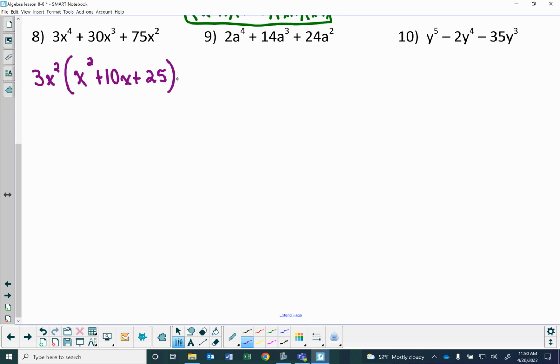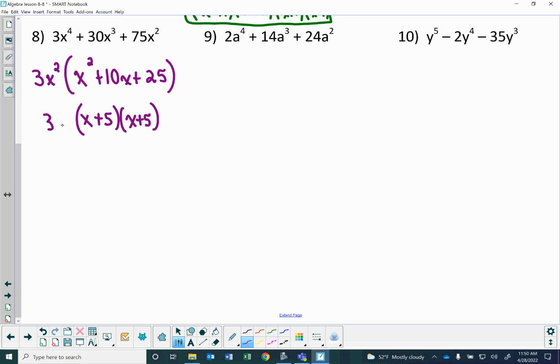Now you can either choose at this point in time to try to find a special product that works with this if you recognize it really fast, or you can factor it product sum. I need a product of 25 and a sum of 10, which is 5 and 5. So I look at this and go, oh, this is a perfect square trinomial. Perfect square first term, perfect square last term, middle term is twice the first times the last. So my A term is x and my B term is 5, so x plus 5 times x plus 5.